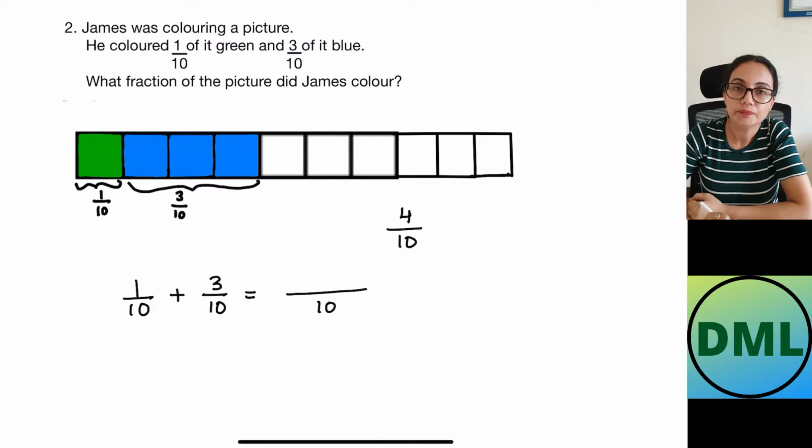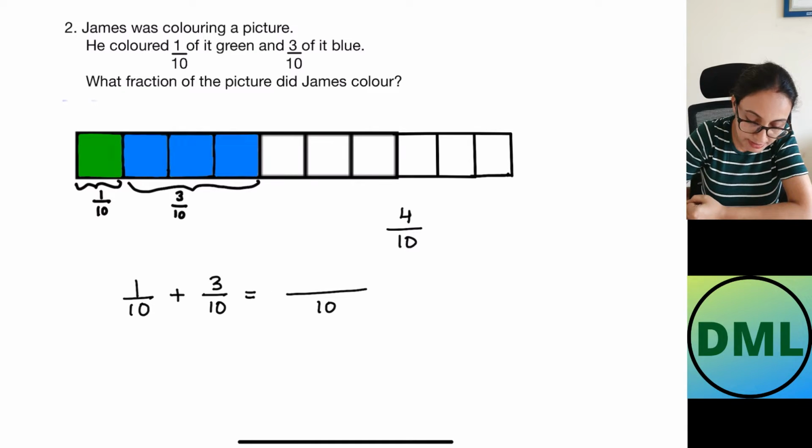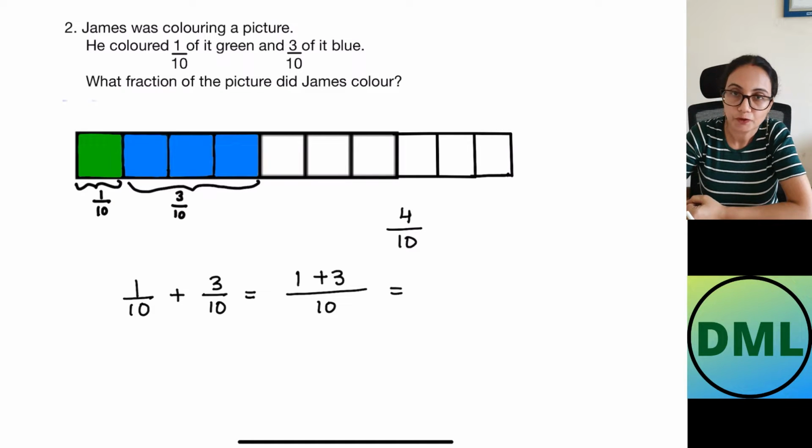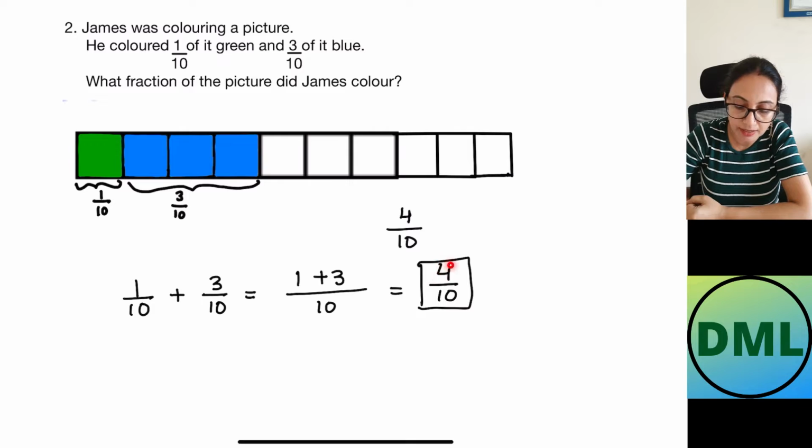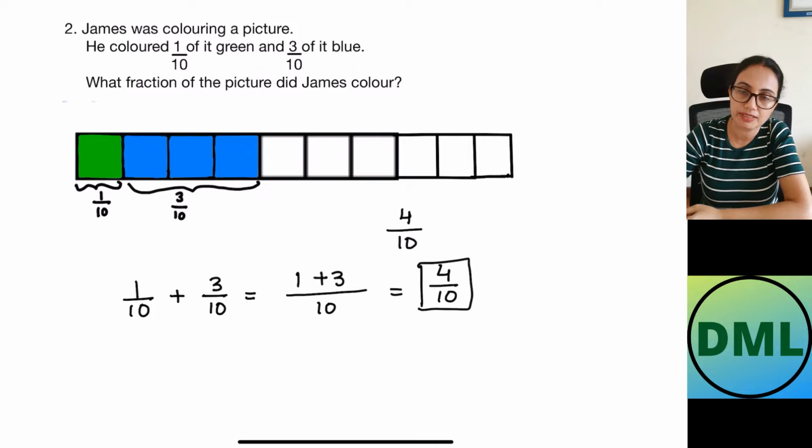Now what I have to do? I have to add my numerators. So what are in the numerators? Numerators are 1 and 3. So I have to add it. So let's add it, 1 plus 3. Now you tell me how much is 1 plus 3? 4, right? 4 over 10. That will be my answer. Out of 10 total parts, shaded are 4 parts. That will be written as 4/10. James colored 4/10 of the picture. Now let's see one more example.